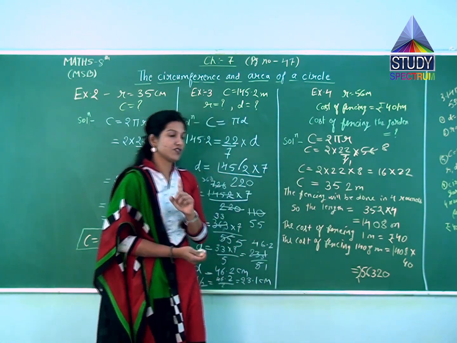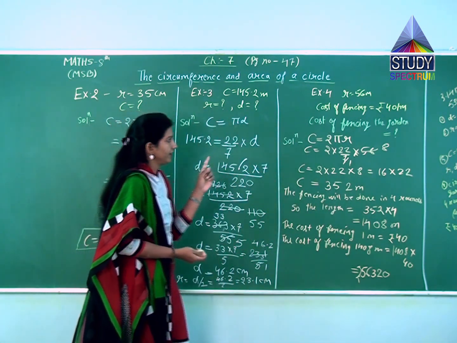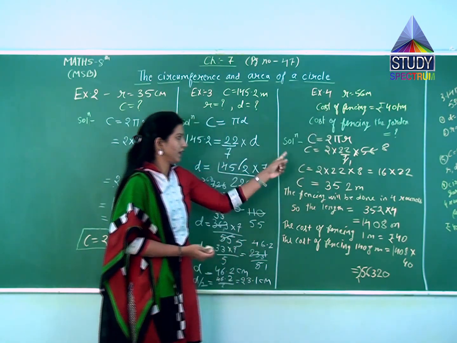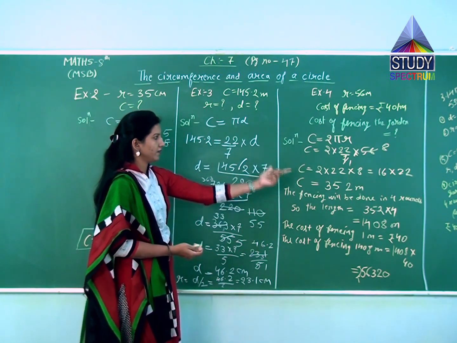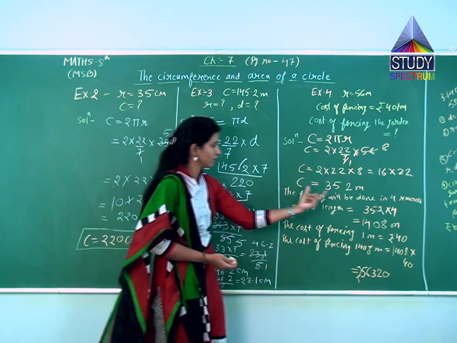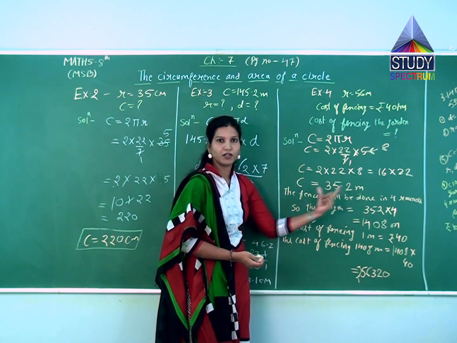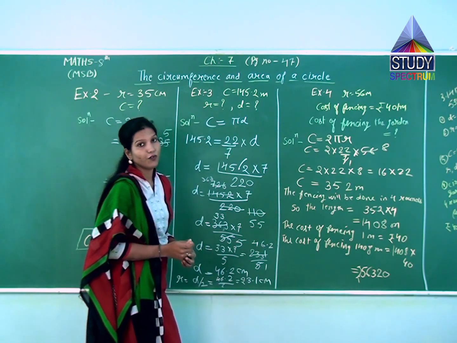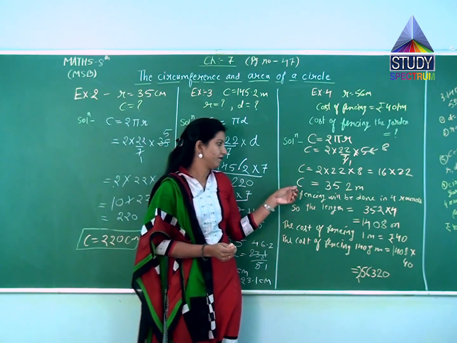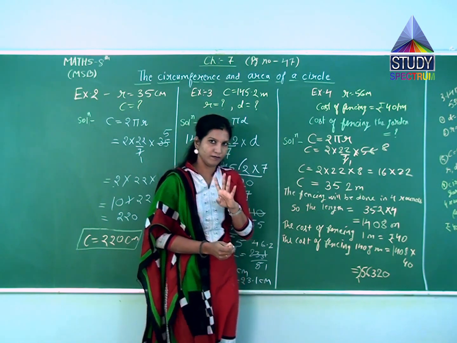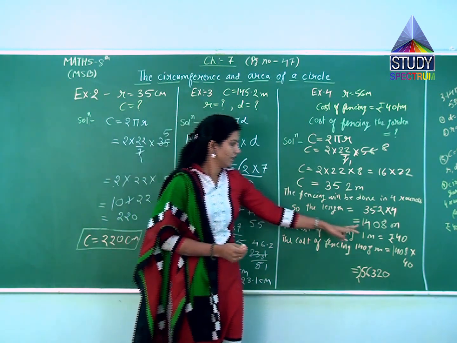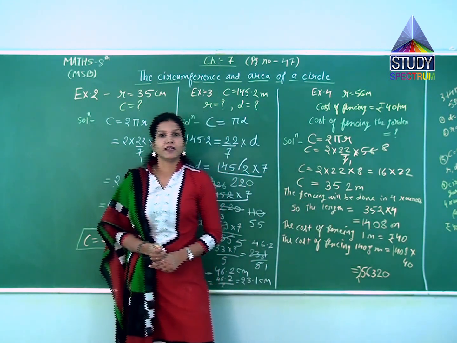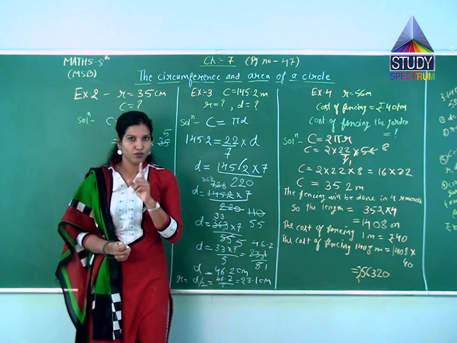So we will first find out the circumference of the garden, and that is C is equal to 2 pi r, because the radius is given. We have applied the formula and solved for the circumference, and we have got our circumference as 352 meters. But we have to fence this garden 4 times. That's why this circumference will be multiplied by 4, and our required distance is 1408 meters.